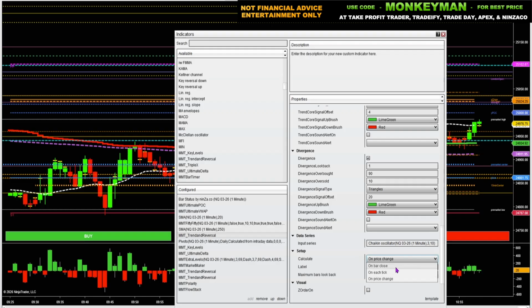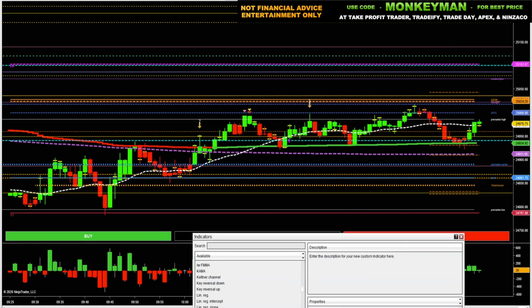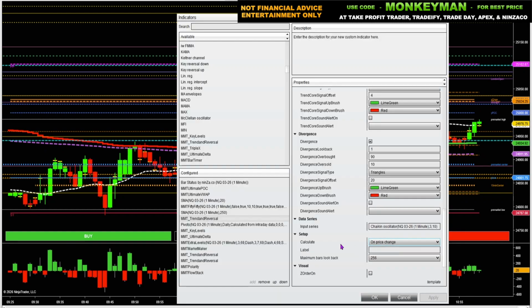If I change this to on bar close, the signals are going to look just like they do historically. If I have it calculate on price change, you saw how different the signals are when they're appearing in real time, intrabar. This is just going to come down to a personal preference. So I've got the Chaikin oscillator as the input series for this instance of the trend and reversal. So I'm getting some Chaikin oscillator divergence.